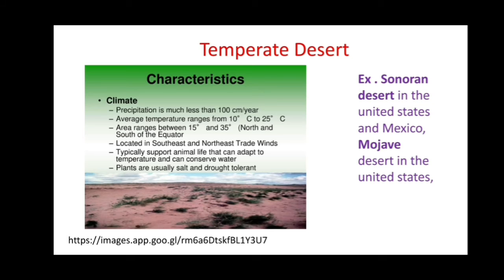The area ranges between 15 degrees to 35 degrees north and south of the equator, located in the southeast and northeast trade winds. It supports animal life that can adapt to the temperature and can conserve water. Plants are usually salt and drought tolerant. Here, examples of the temperate desert: you can see the Sonoran Desert in the US and Mexico, and Mojave Desert in the US.